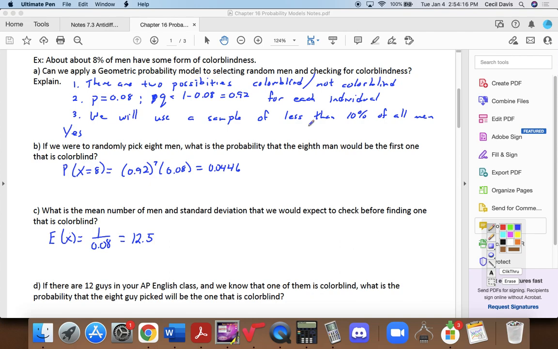All right, and then the standard deviation, sigma, is going to be equal to the square root of p, which is 0.08, over 0.92 squared. Or you could just do the square root of 0.08 over 0.92 squared. And I got that that was 0.307.